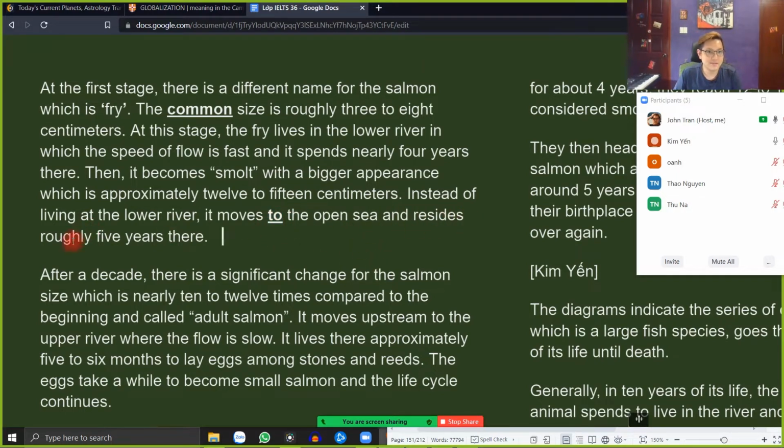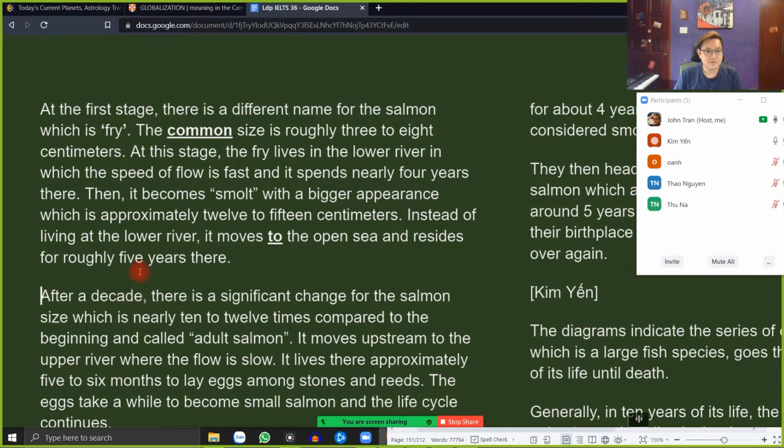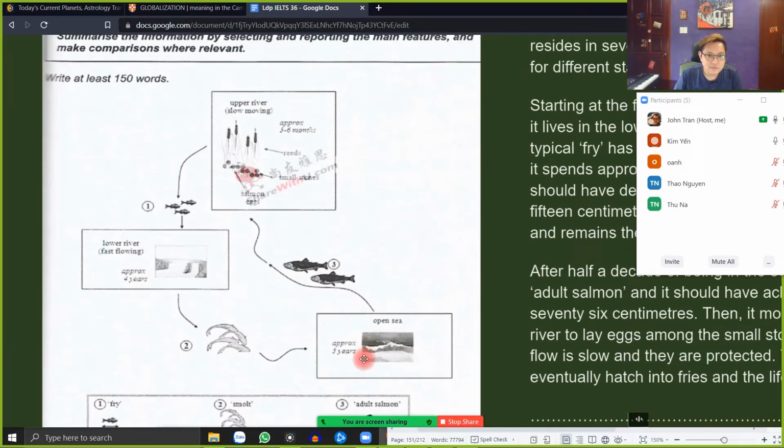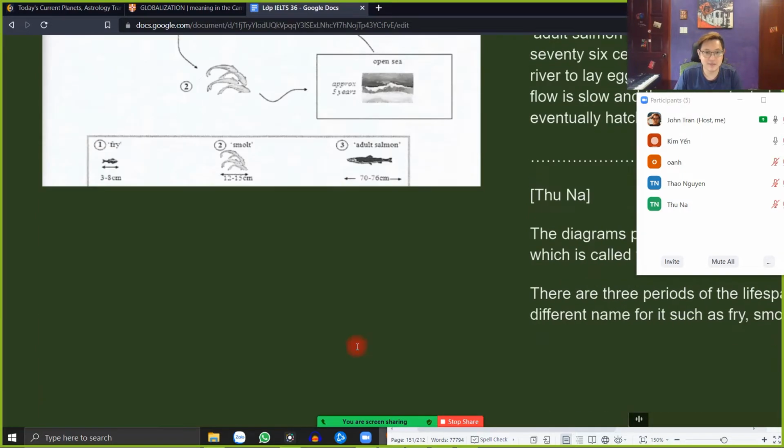And resides roughly 5 years there. Và sống sắp xỉ 5 năm ở đó. And resides for roughly 5 years there. But without for is fine too. Chỗ này muốn có hay không thành vấn đề đâu. Okay, after a decade. Wait a moment, is it a decade? No, 5 năm rồi. This is after half a decade, be careful.